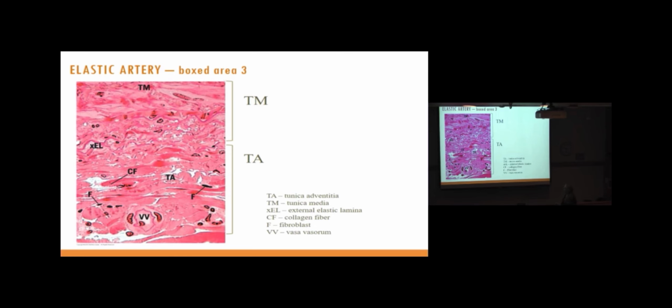And here's a blood vessel, a small blood vessel, cut in cross section. Here's the lumen. Here's the nucleus of an endothelial cell. And here's the media that contains these 2 smooth muscle cells.